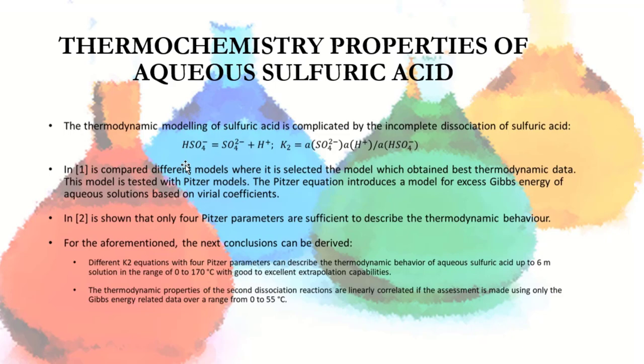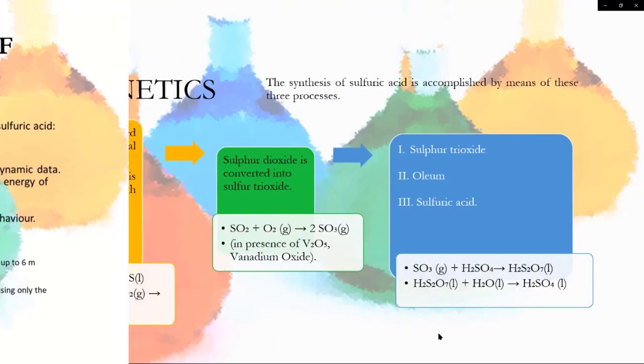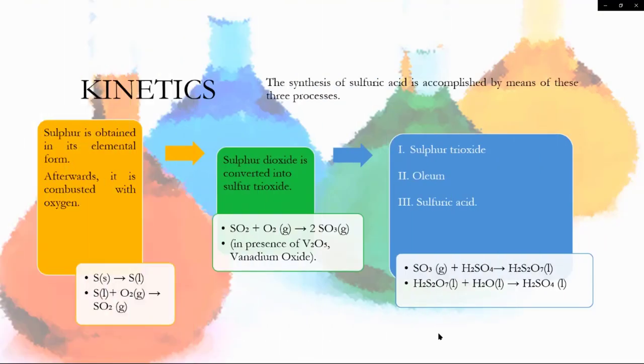Finally, some conclusions can be obtained. Different K2 equations can describe the thermodynamic behavior of aqueous sulfuric acid with good to excellent extrapolation capabilities, and the thermodynamic properties of the second dissociation reactions are linearly correlated if the assessment is made using only the Gibbs energy. Now let's move to kinetics. The study of kinetics at a molecular level also plays a preponderant role in the microscopic outcome of sulfuric acid interactions.